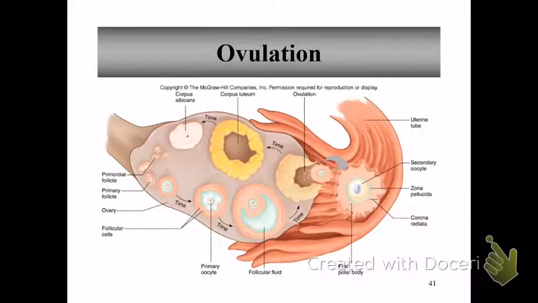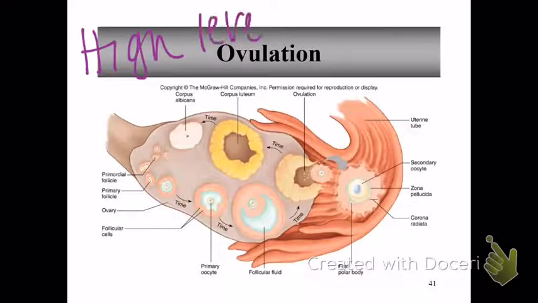So after the egg has matured, where there's high levels of LH, you remember from chapter 13 on the endocrine system, high levels of LH would make ovulation occur. So write that in: high levels of LH, luteinizing hormone, if you'll remember that's what that's called.